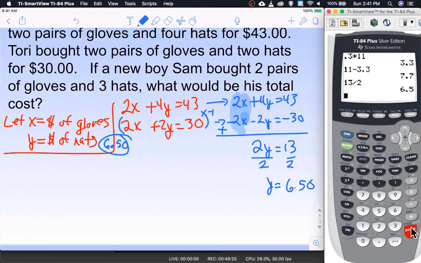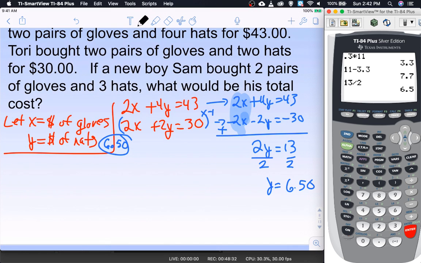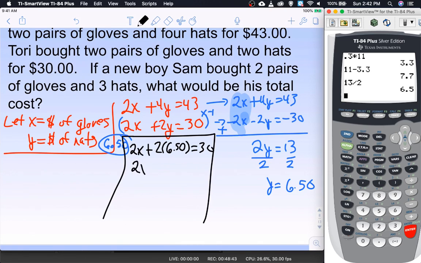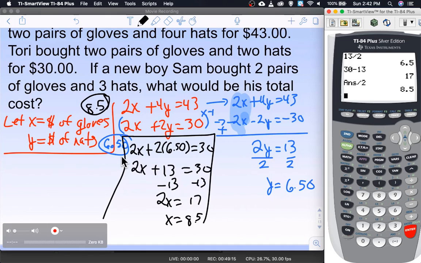Now, to find the cost of the gloves, all you need to do is plug this back into one of the original equations, and we do that. So I'm going to use this bottom one right here because, well, it's already here. So 2x plus 2 times 6.50 is $30. 2x plus $13 is 30. I'm going to subtract 13 on both sides. That gives me 2x equals 17, I think. 30 minus 13 is 17. Should be. There we go. And then that means x equals, divide by 2 on both sides, $8.50. So gloves cost $8.50, hats cost $6.50.